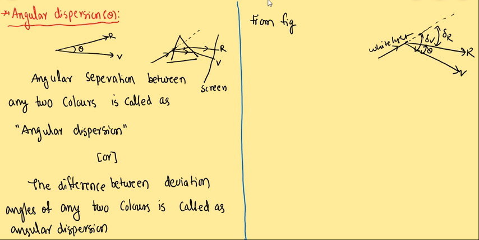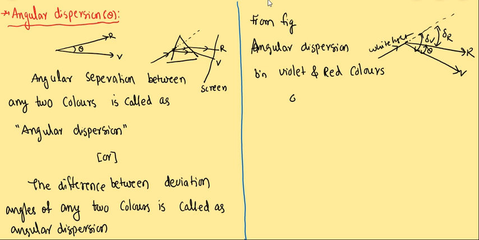Angular separation is nothing but angular dispersion, the angular dispersion between violet and red colors. What is the angular dispersion? That is theta. We write theta as delta V minus delta R.